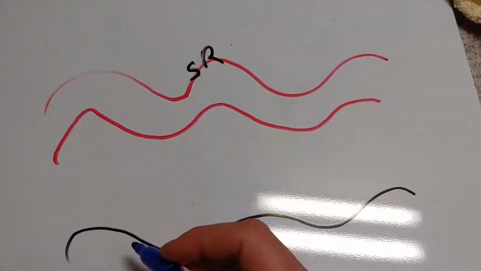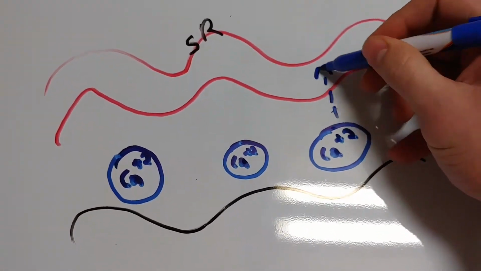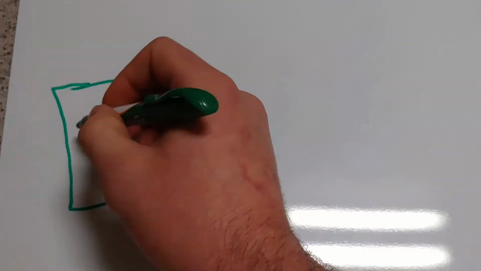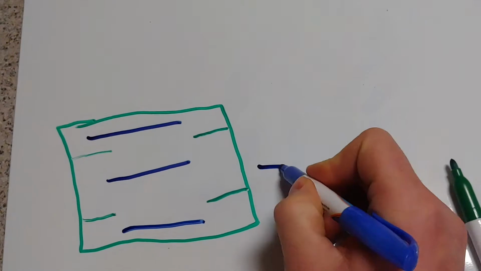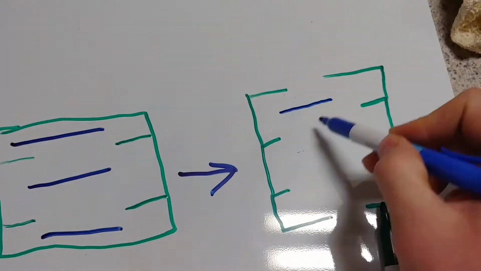Next, the calcium ions return to the sarcoplasmic reticulum through active transport. Finally, cross bridges break, actin and myosin slide apart, and thus you have muscle relaxation.